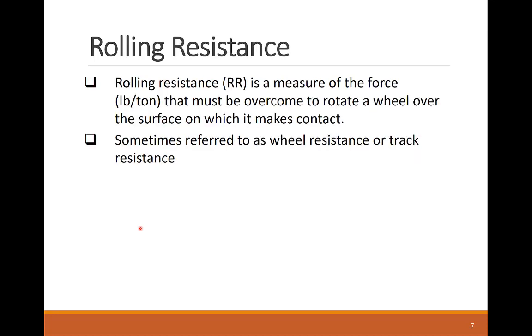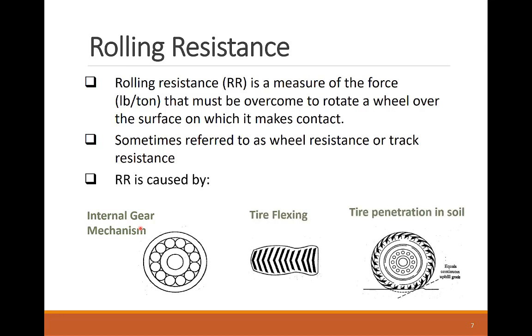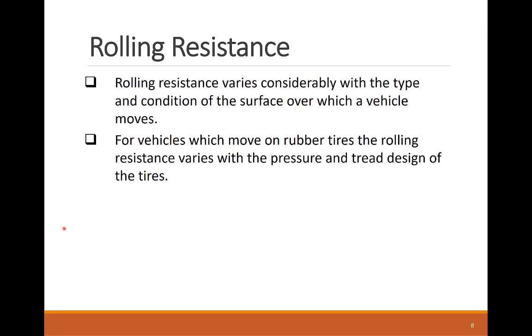From its name, rolling resistance is the resistance that is experienced to roll the equipment, wheel, or track. As you can see, rolling resistance sources include internal gear mechanism to deliver the power from the engine to the wheel, the flexing of the tire on the road surface, and the penetration of the tire in the soil. From its sources, you can conclude that the rolling resistance is majorly controlled by the haul road condition and the interaction between the equipment tires and the haul route surface.